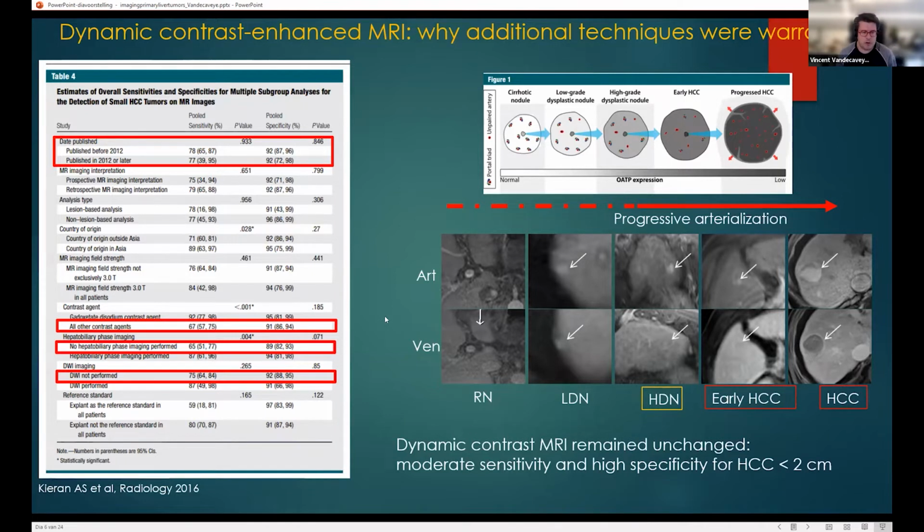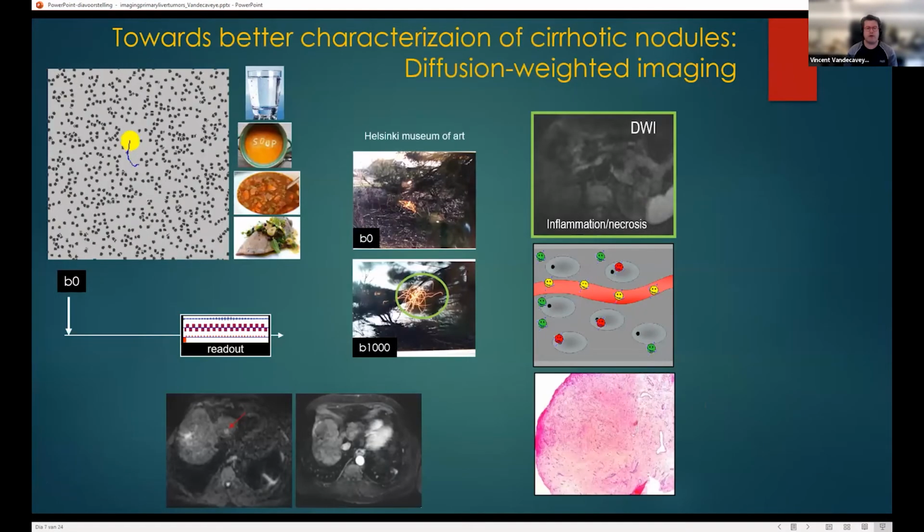Why did we use, or do we use, additional techniques? Well, as you can see here in data published before 2012 and 2012 or later, we didn't progress with three-phase contrast MRI anymore, and especially in hepatocellular cancer smaller than 2 centimeters. And that is an issue even, for instance, for patients referred for surgery, but also total staging for transplantation. So we had to do better.